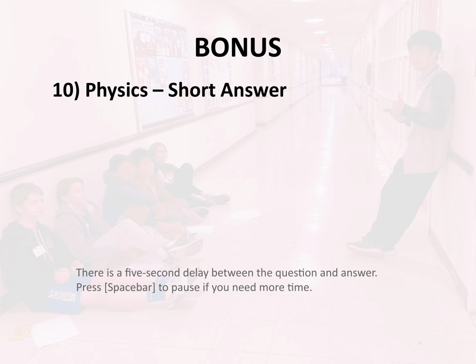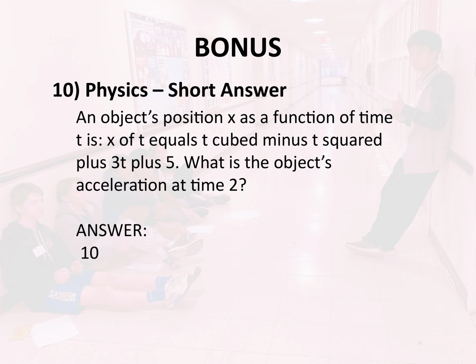Bonus 10. Physics, short answer. An object's position x as a function of time t is x of t equals t cubed minus t squared plus 3t plus 5. What is the object's acceleration at time 2? Answer: 10.